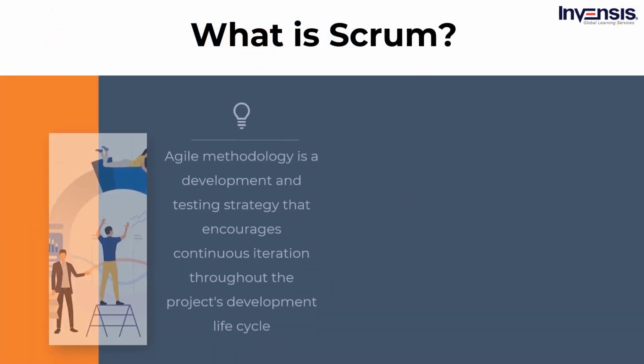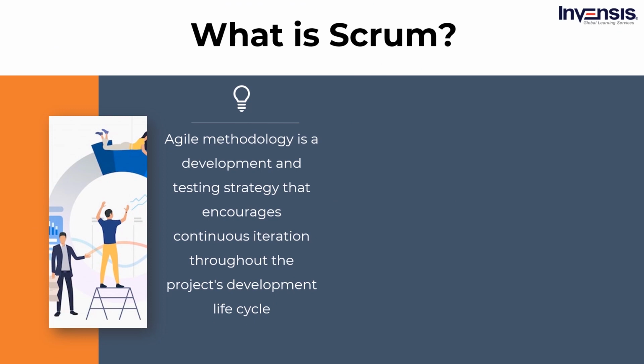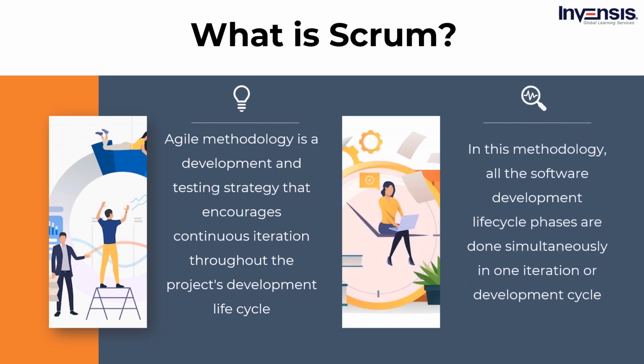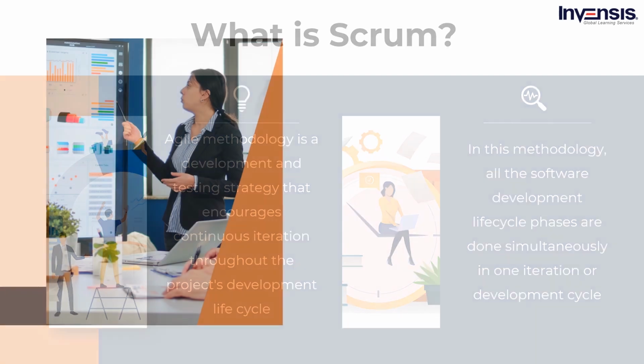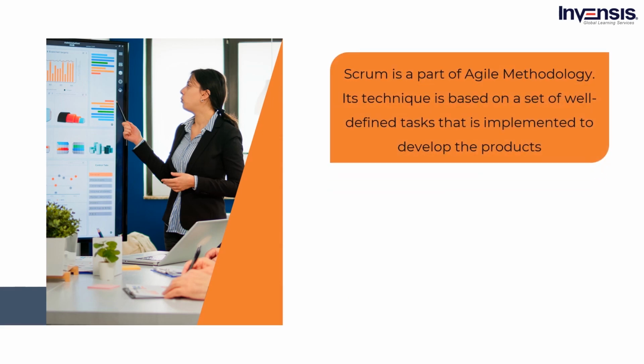Now, to give a brief introduction to Agile methodology. Agile methodology is a development and testing strategy that encourages continuous iteration throughout the project's development life cycle. It is dividing the entire project into smaller, more manageable parts so that usable software or applications can be developed and released faster. Scrum is a part of Agile methodology.